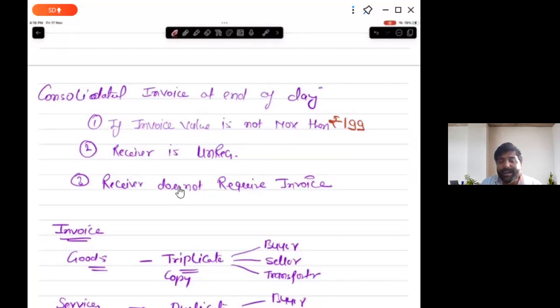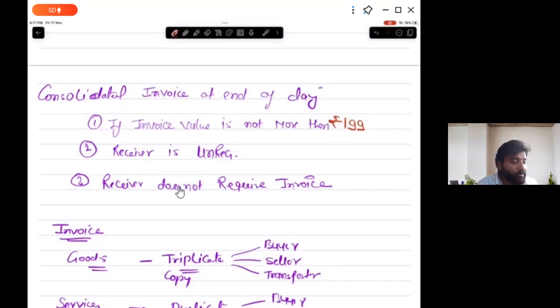So if my invoice value is not more than 199 rupees, then I don't need to separately invoice each and every bill. What I'll do is मैं उस दिन के सारे बिलों को एक साथ कंसोलिडेट कर दूंगा और एक ही बिल जनरेट कर दूंगा, rather than issuing 100 rupees bill, 120 rupees bill, 140 rupees bill, 150 rupees bill. I don't need to issue these bills. Rather than that, what I can do is I can issue a consolidated invoice for the whole day.